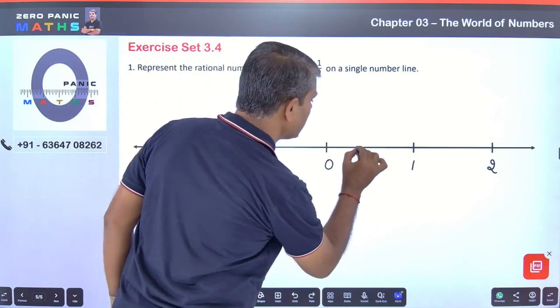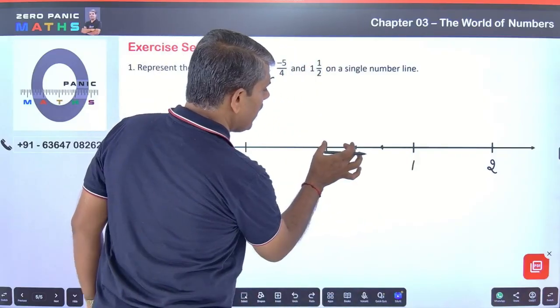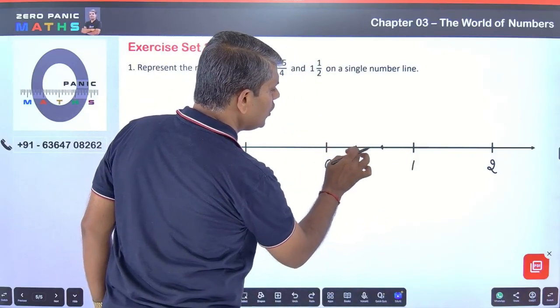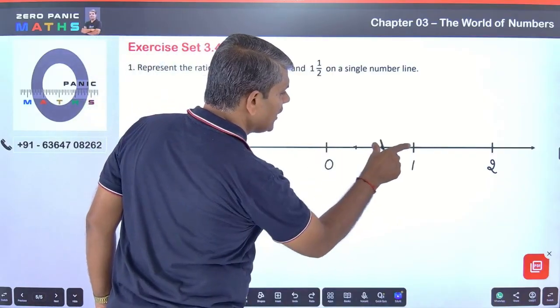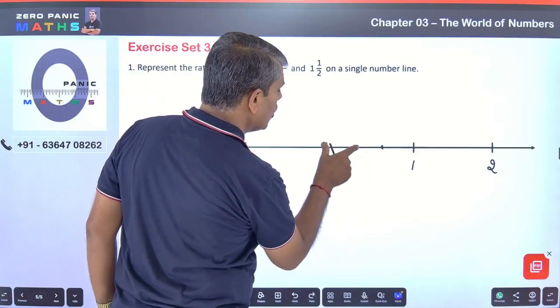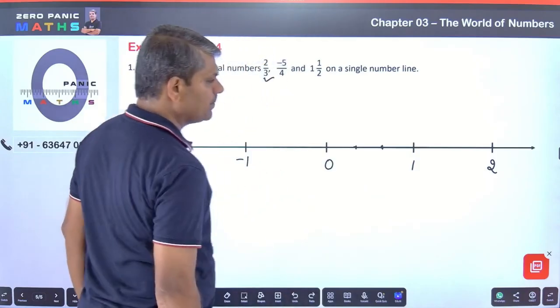So let me divide that. Listen to me carefully. 1 and 2 parts. See, you have to count the parts. Don't count the points that I am making. It is the parts that the unit is divided into. So from 0 to this, 1 part, 2 parts and 3 parts.